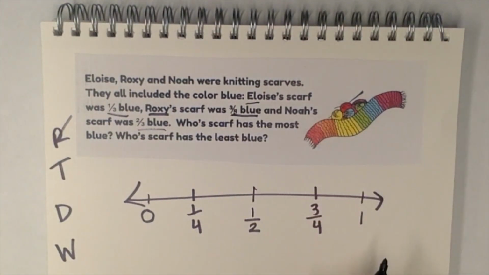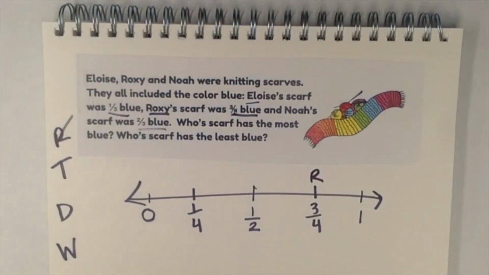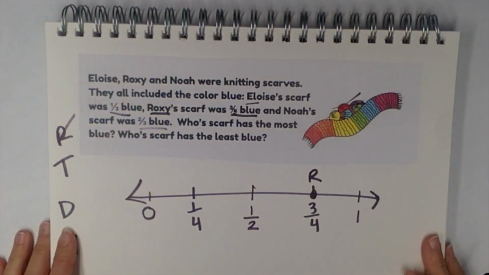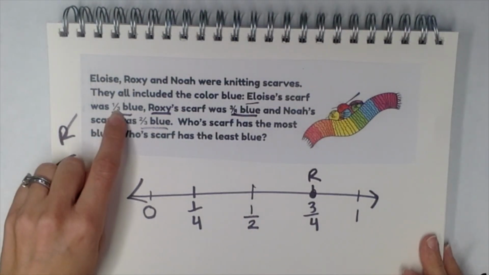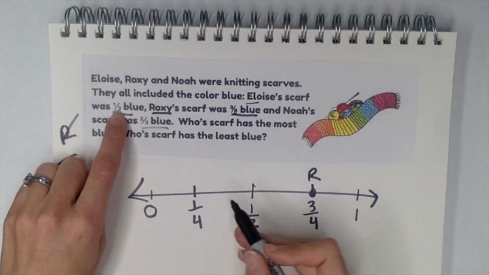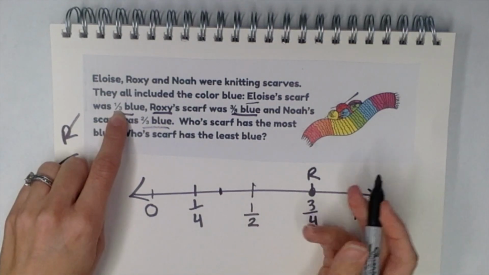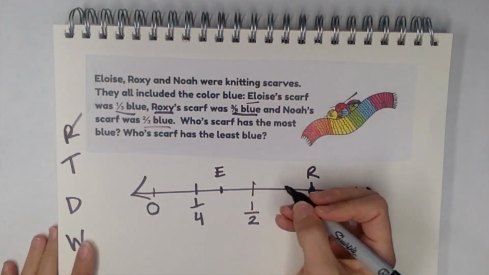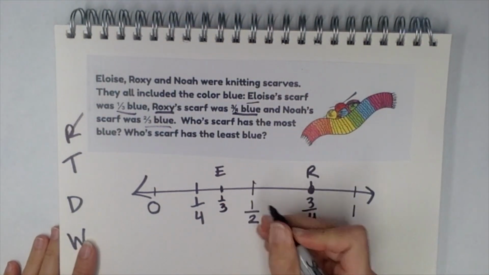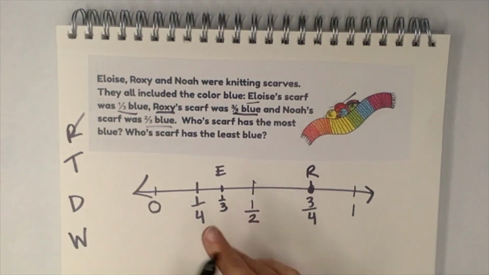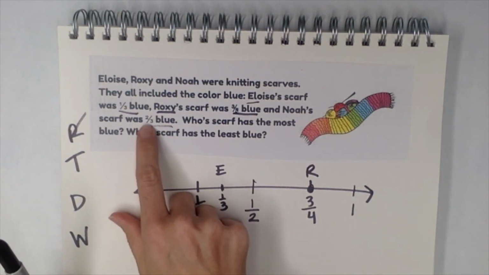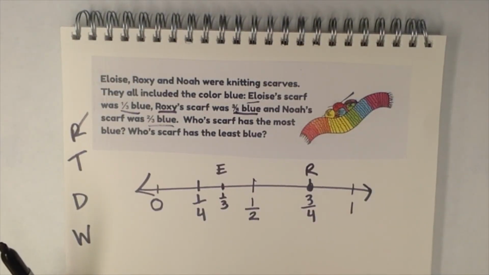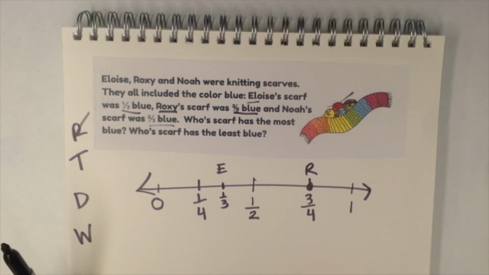Well, that's where Roxy is, so I'm going to put an R on Roxy. Roxy is right here. She used 3/4. Well, I know that 1/3 is not bigger than 1/2. I know that it's somewhere right in here. So I'm going to put an E here, because I know that it's between 1/4 and 1/2. And now that leaves me with Noah. I know that 2/3 is bigger than 1/2. I just need to know, is 2/3 bigger than 3/4?